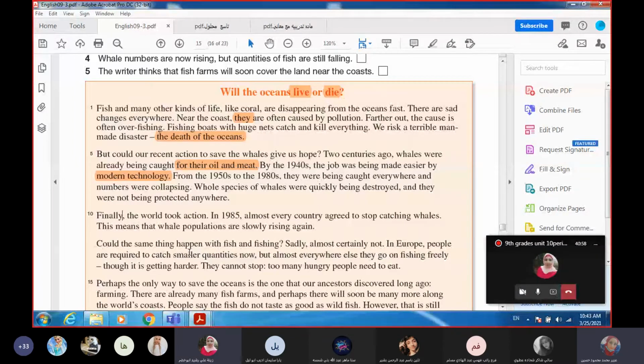Could the same thing happen with fish and fishing? Sadly, almost certainly not. In Europe, people are required to catch smaller quantities now, but almost everywhere else they go on fishing freely, though it is getting harder. They cannot stop. Too many hungry people need to eat.